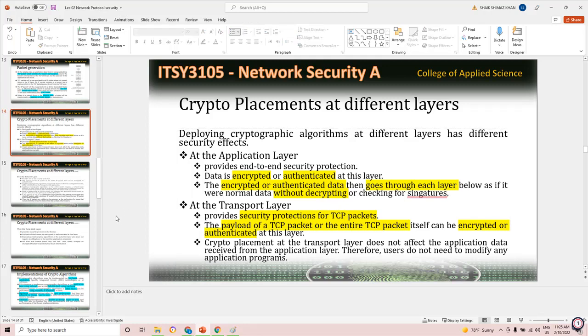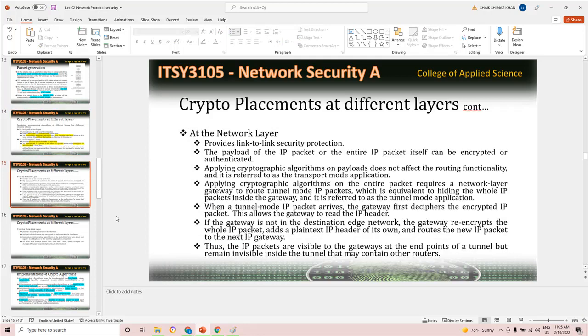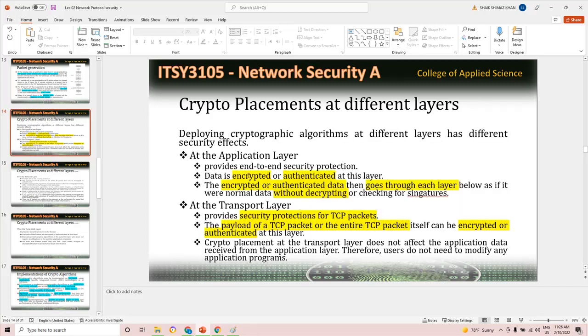This is an important point. Similarly, you can do the protection at the network layer, which provides link to link security protection. Students, I expect you to know this. Application layer provides end-to-end security protection, so also note this, because it can be a multiple choice question. Crypto placement in which layer can provide end-to-end security? The answer should be the application layer.